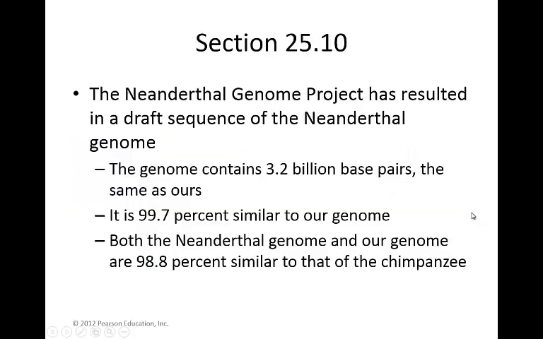The Neanderthal Genome Project resulted in a draft sequence of the Neanderthal genome. What we found is that it contains 3.2 billion base pairs, just the same as ours. It's actually 99.7% similar to our genome. Both the Neanderthal genome and our genome are about 98.8% similar to that of the chimpanzee.